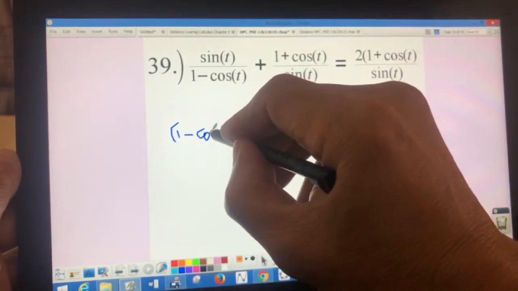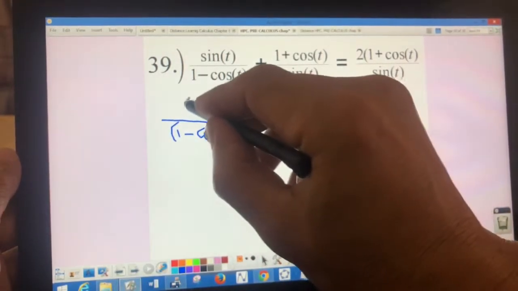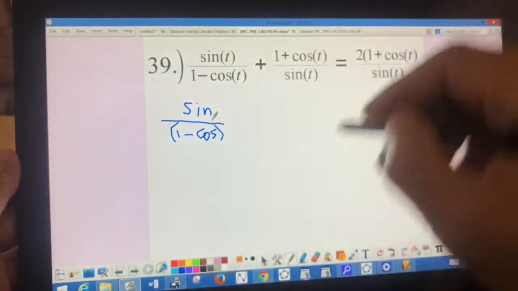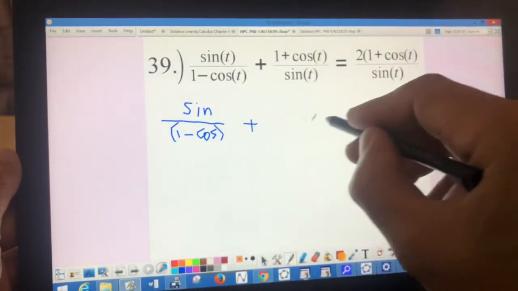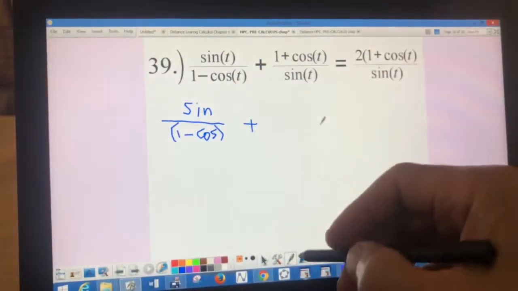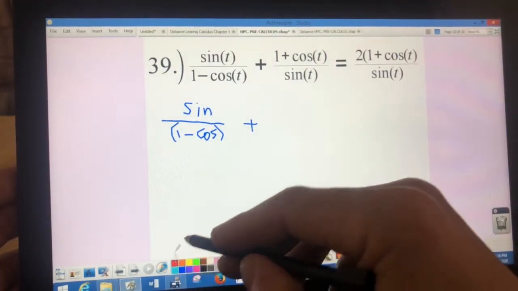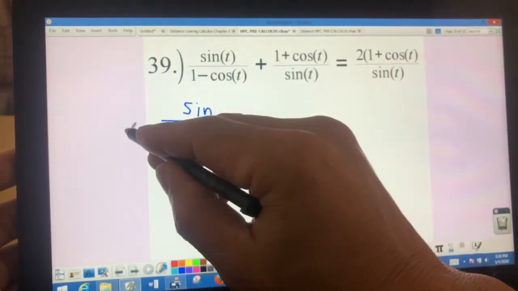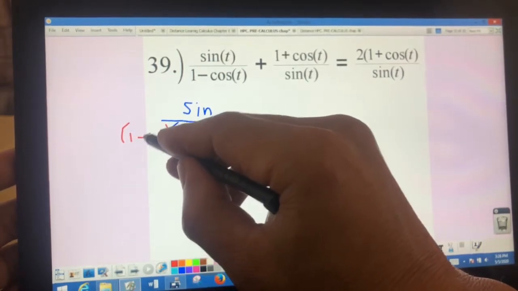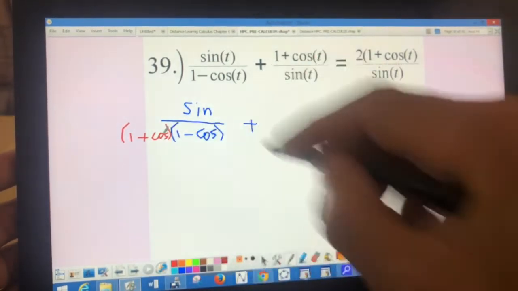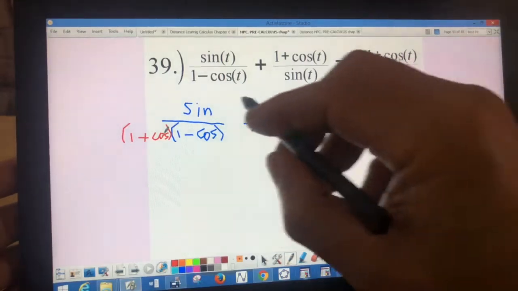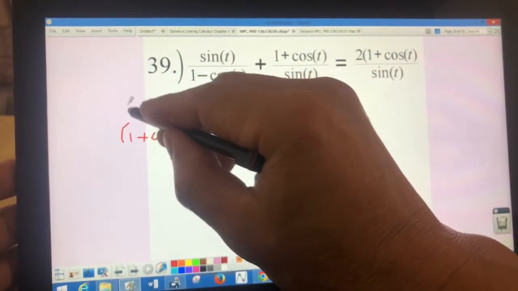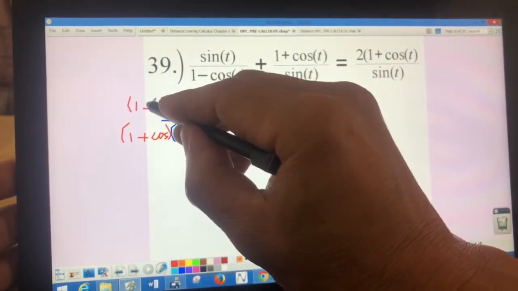Okay, I'm going to write 1 minus cosine. I'm going to do this sign here. Let's work with this fraction first. Then I'll worry about the second fraction. Then I'll combine it at the end. Okay, combine those two fractions. So I'm going to multiply by the evil twin, 1 plus cosine. So now when that gets multiplied to the bottom, that will be 1 minus cosine squared.